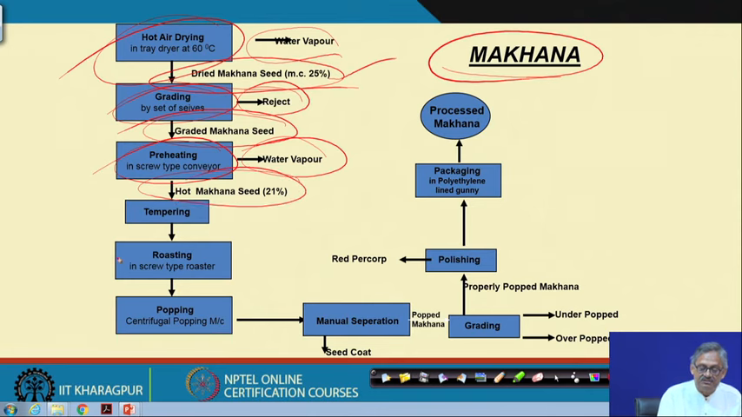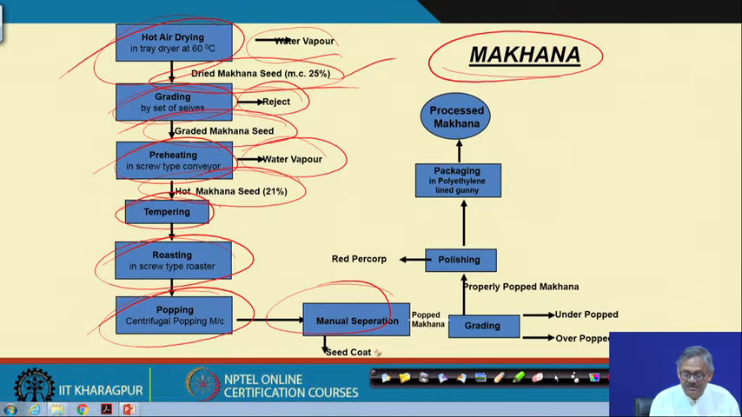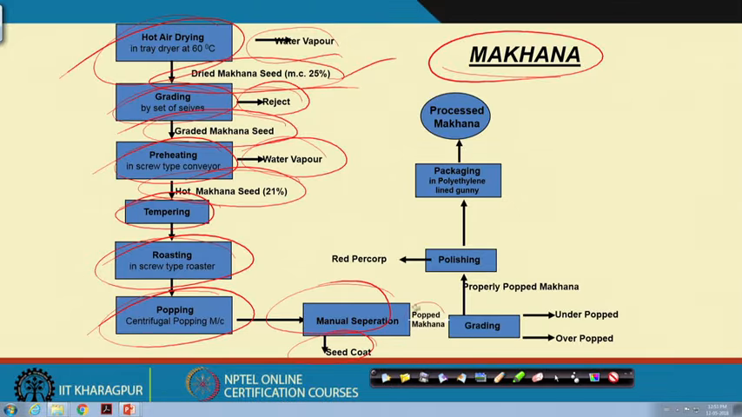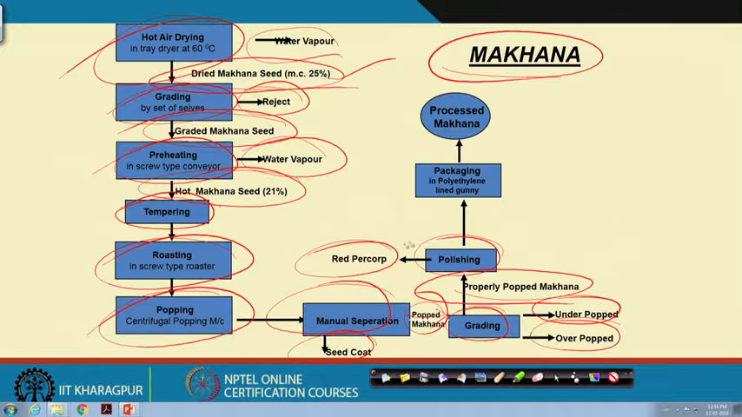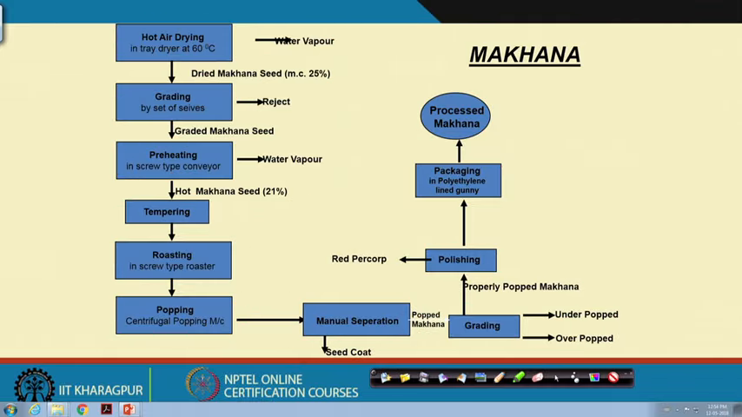the hot makhana seed of 21% is obtained, then it is tempered, roasted in screw type roaster, then popping is done in centrifugal popping machine, then manually separated, seed coat comes out, then popped makhana is obtained, and this is then graded, then you get under popped, over popped and properly popped makhana, then that is polished, some red pericarp is obtained as a byproduct, then packaging in polyethylene lined gunny bags, and then you get processed makhana, right.